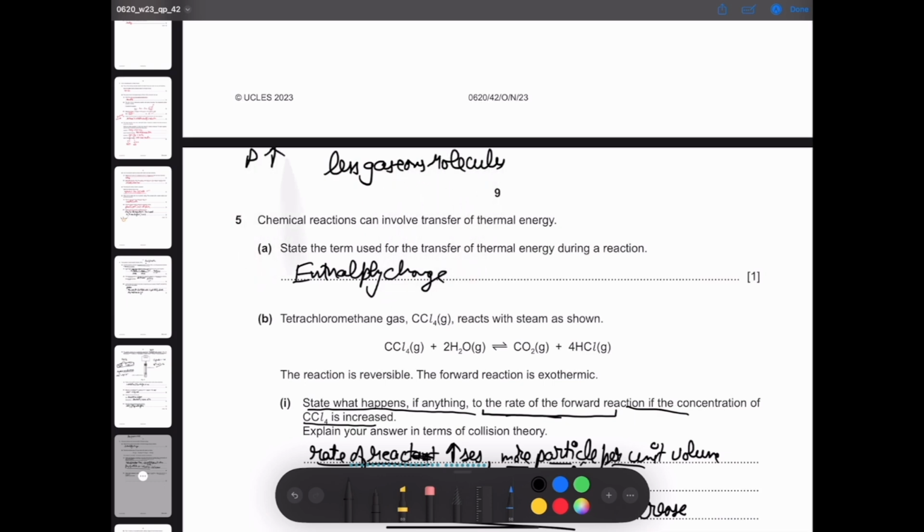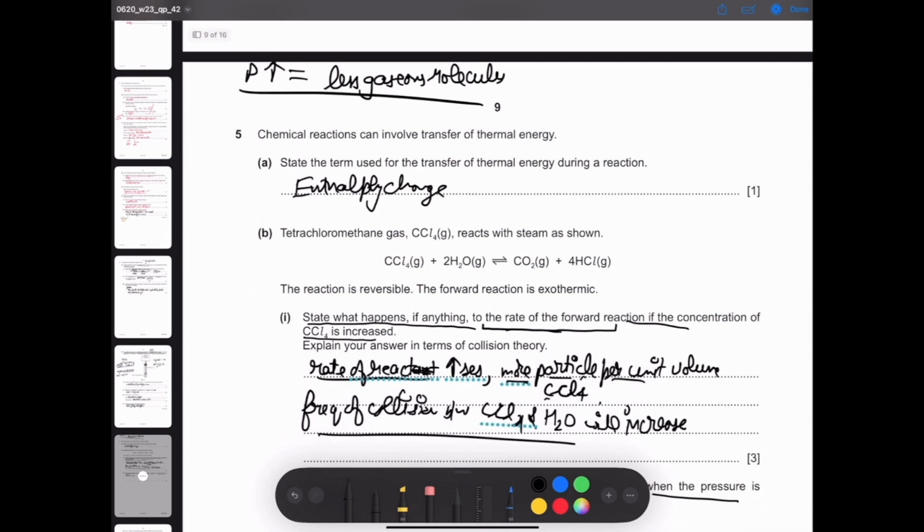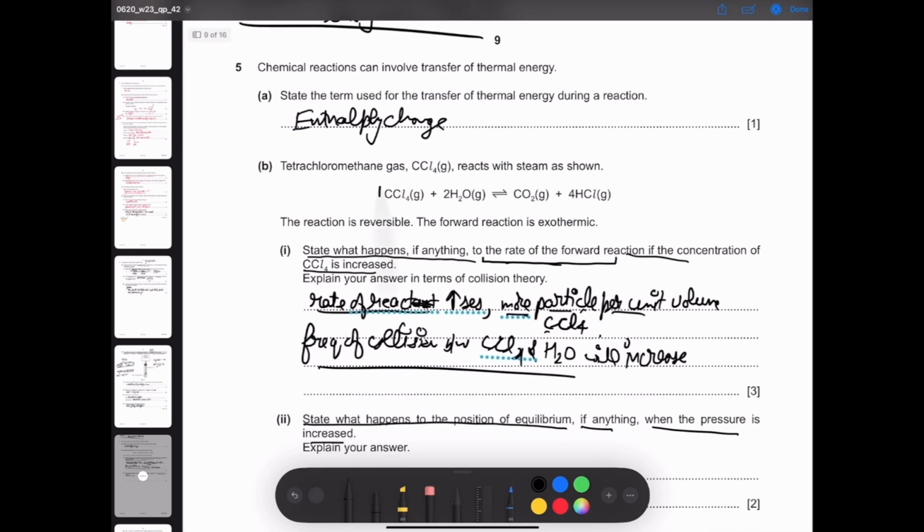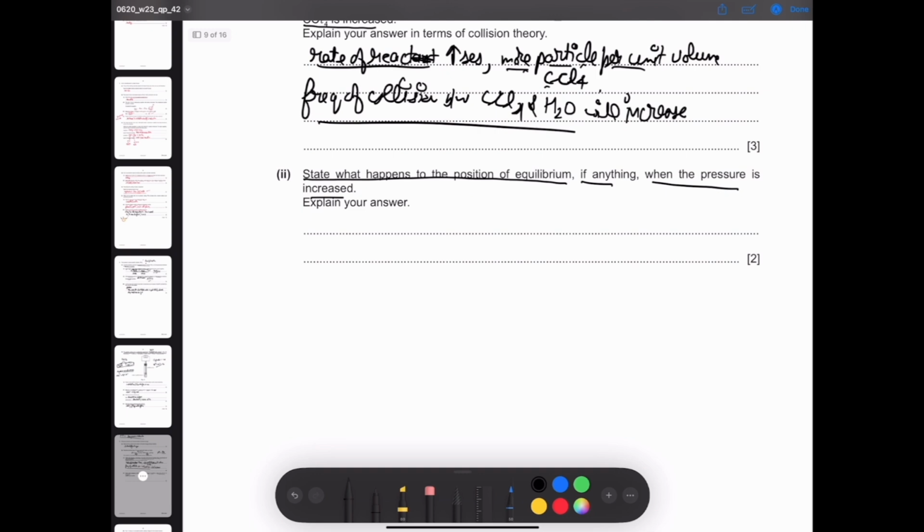When pressure is increased, it favors the side with less gaseous molecules. So now let's check. There is one molecule here, two molecules here, in total three. One molecule here, four molecules here, in total five. So when you increase the pressure, it will favor the side with less gaseous molecules, and according to this reaction, that side is the reactant side or the backward side, or you can mention left. So your answer should be that the equilibrium moves to left, that is the reactant side.